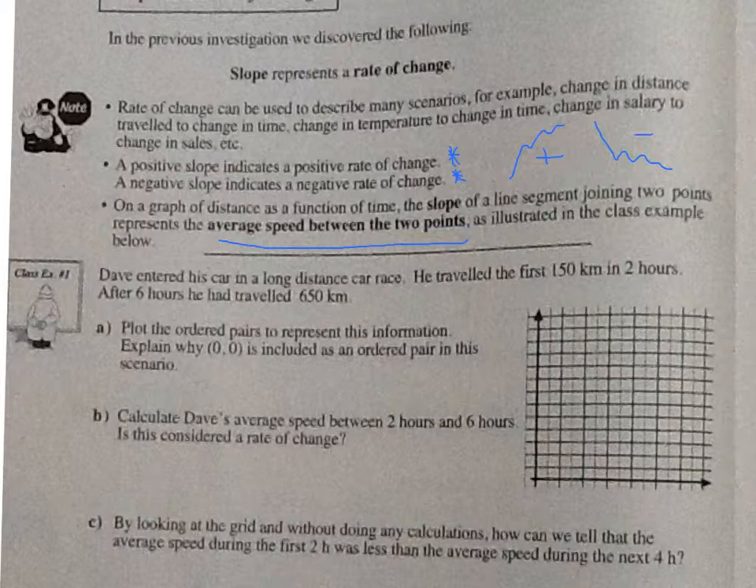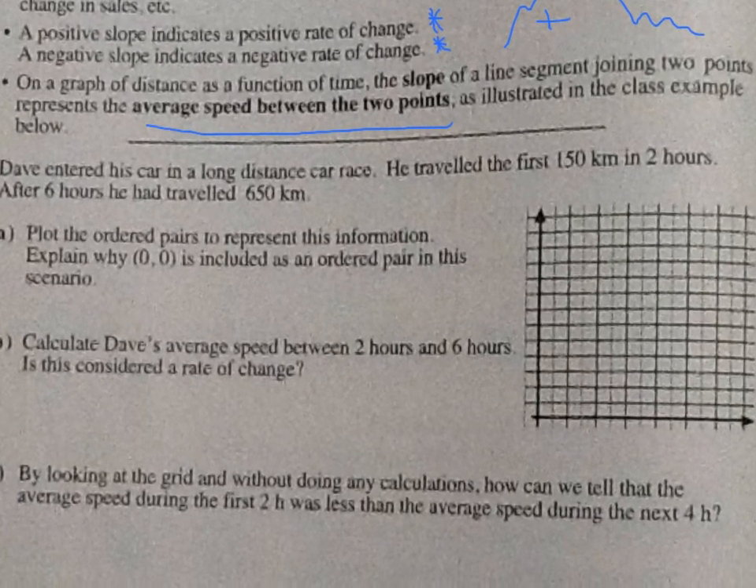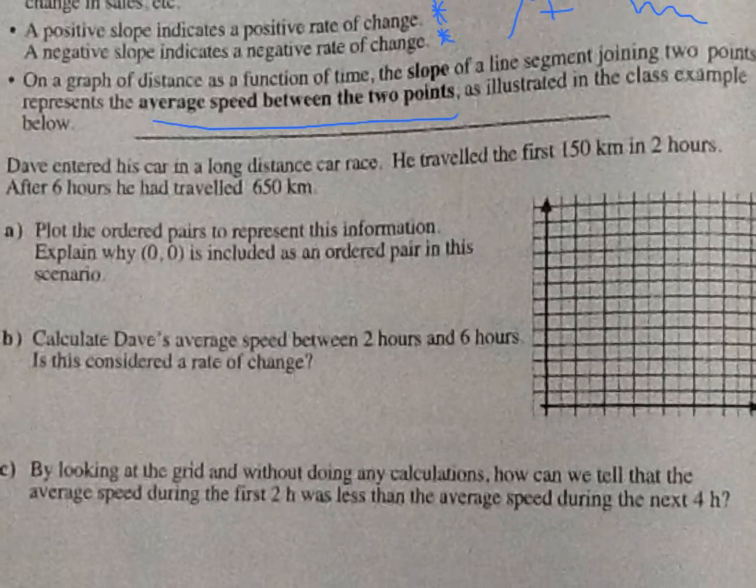Dave entered his car in a long-distance car race. He traveled the first 150 kilometers in 2 hours. After 6 hours, he traveled 650 kilometers. So plot the ordered pairs to represent this information.